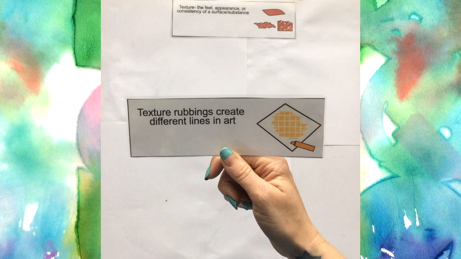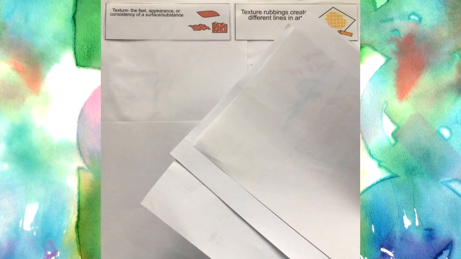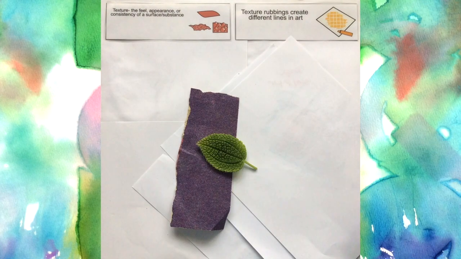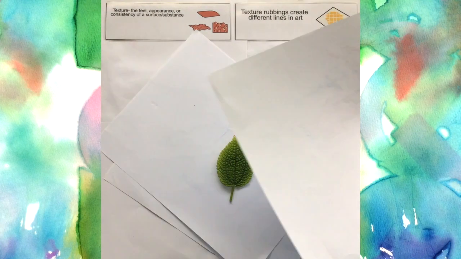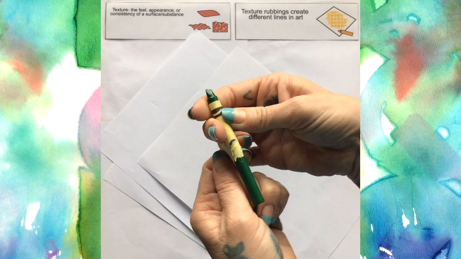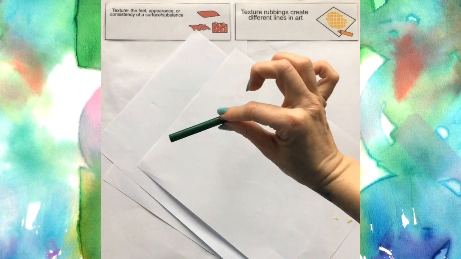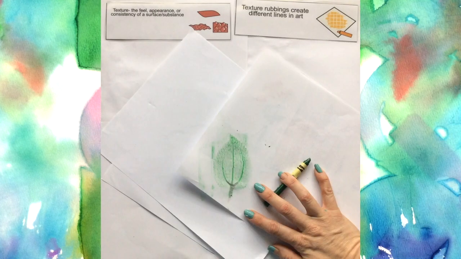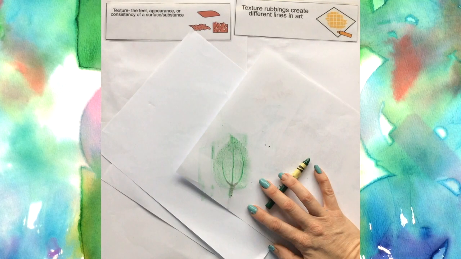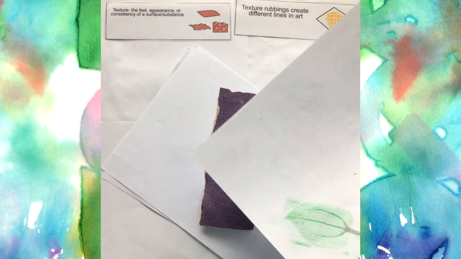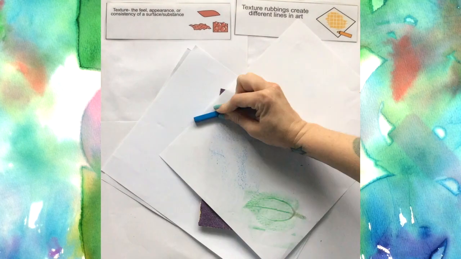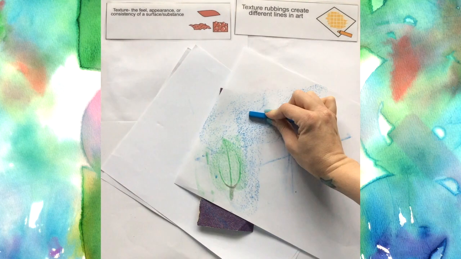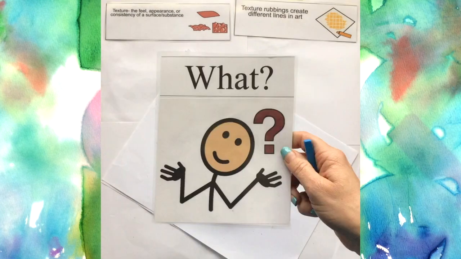Now it's time for our texture activity. We will be doing texture rubbings. We will need paper, our materials that we have found around the house. You're going to put your paper on top of our materials. Take your crayon and rub on top with the side of your crayon. See? Here is our sandpaper, our rough texture. We're going to rub. It makes kind of bumpy looking texture.